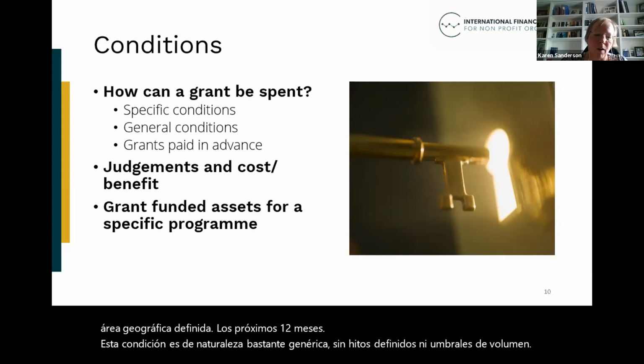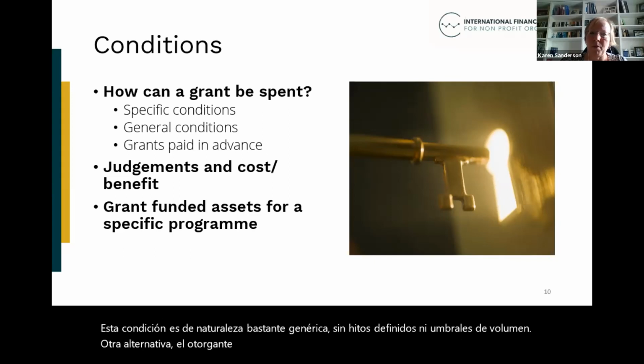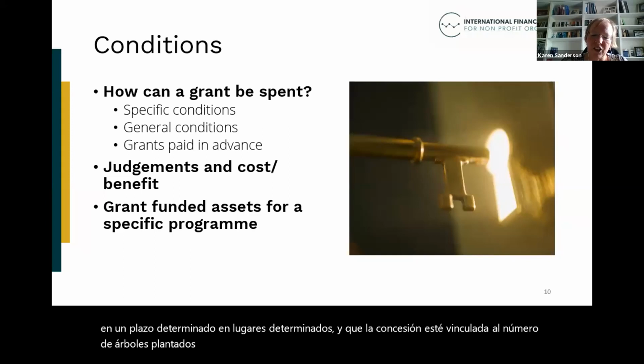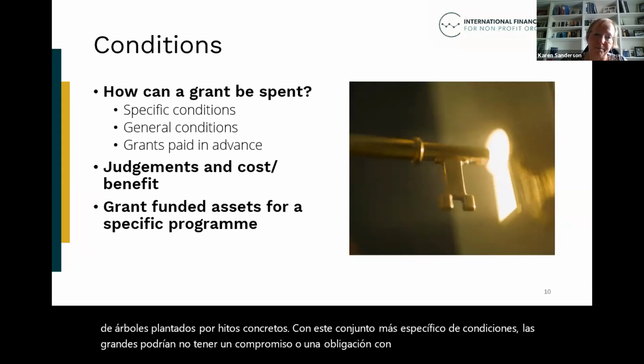Alternatively, the grantor may require that a defined number of trees are planted in a given time frame in specified locations, with the grant linked to the number of trees planted by specific milestones. With this more specific set of conditions, the grantor might not have a commitment or an obligation to the grant recipient until it knows that the trees have been planted.